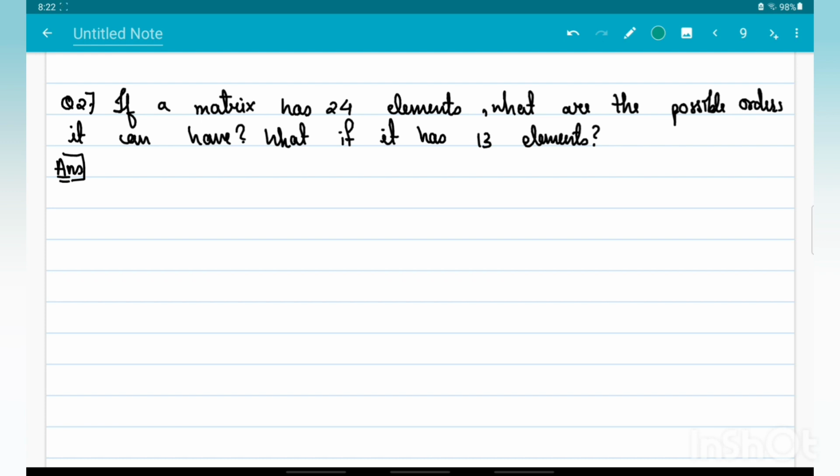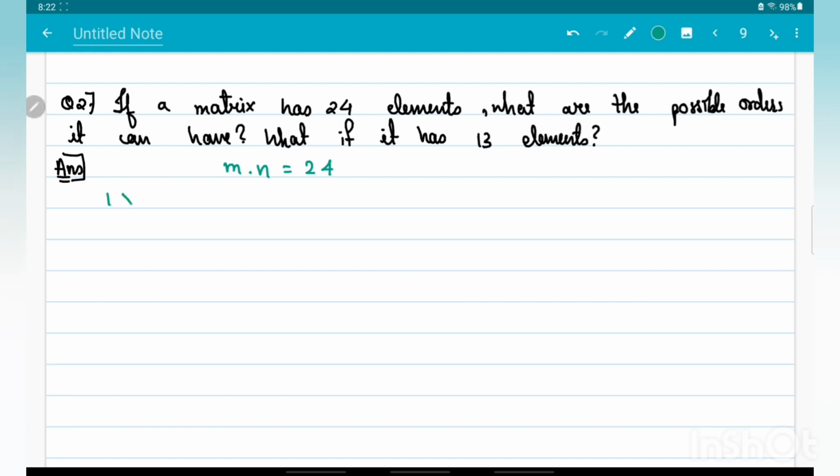Now you know that when you multiply the number of rows and the number of columns, you get your number of elements. So suppose I denote the number of rows as m and the number of columns as n. So if I do m into n, I get 24. 24 is the number of elements. Now they are asking us what are the possible orders it can have, that is, what are the possible arrangements of m into n. So basically in this I have to find the factors of 24.